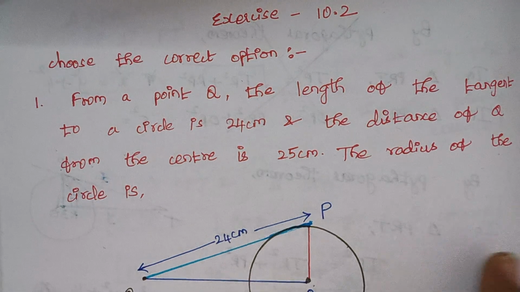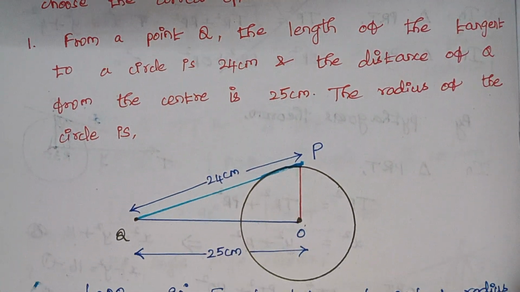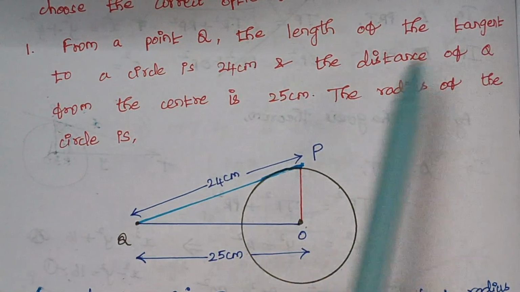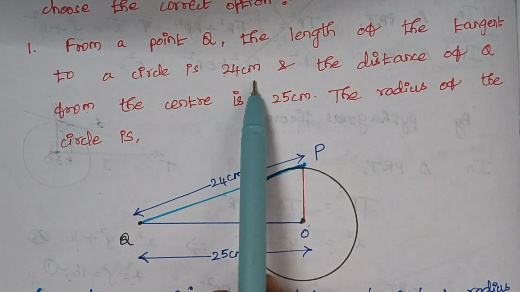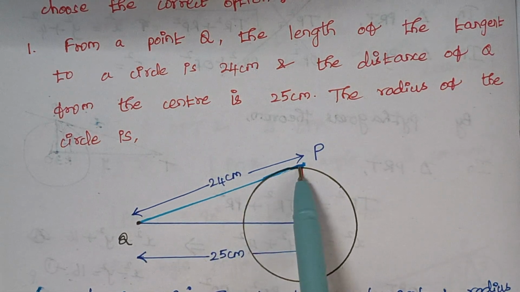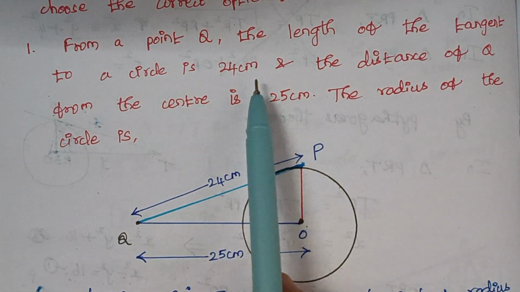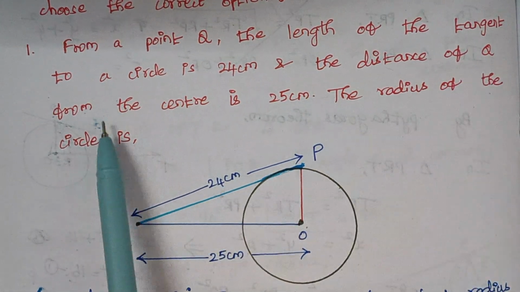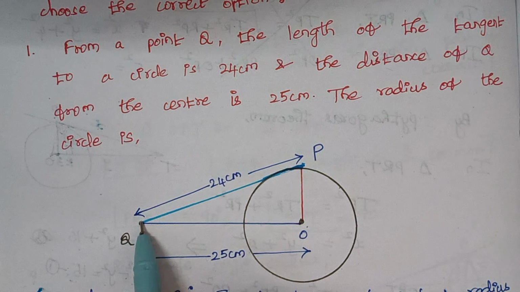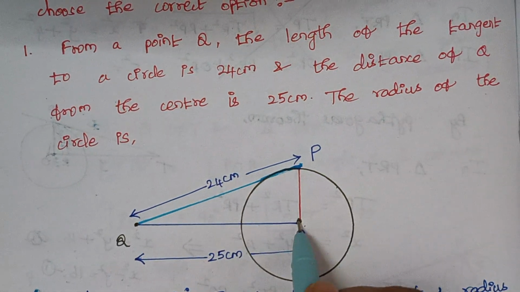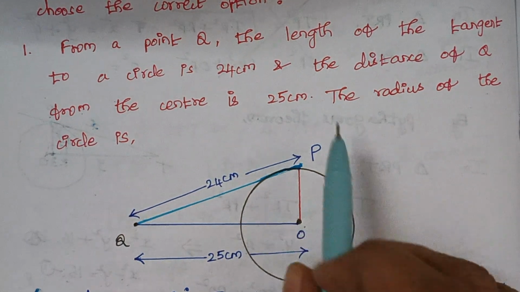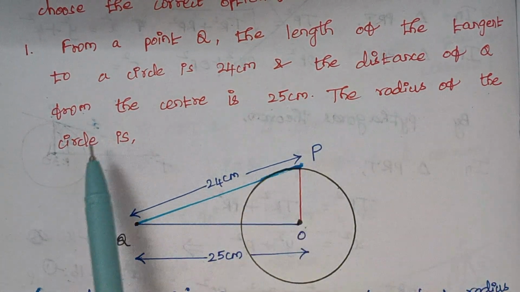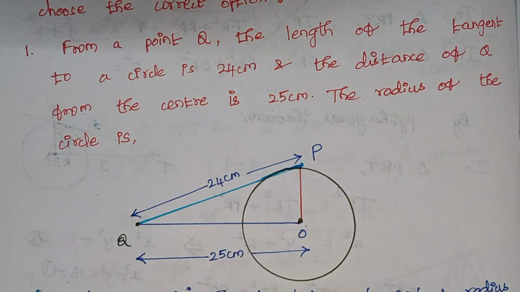So here you see there is a point Q, and the length of the tangent to the circle is 24 centimeters. So this is your tangent and the total length is 24 centimeter. Then the distance of Q from the center, this is your point Q. So the distance of Q from this center, what is it? It is 25 centimeter. Then we have to find the radius of the circle.